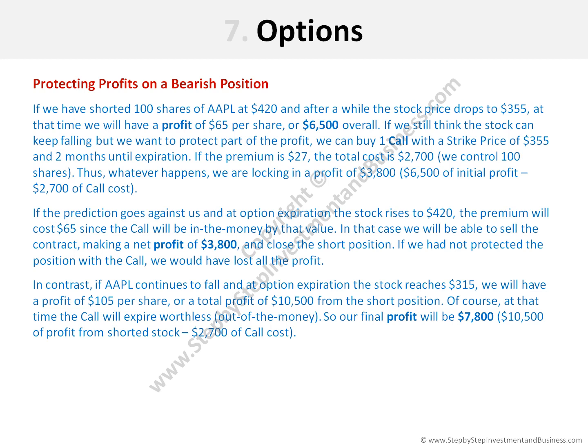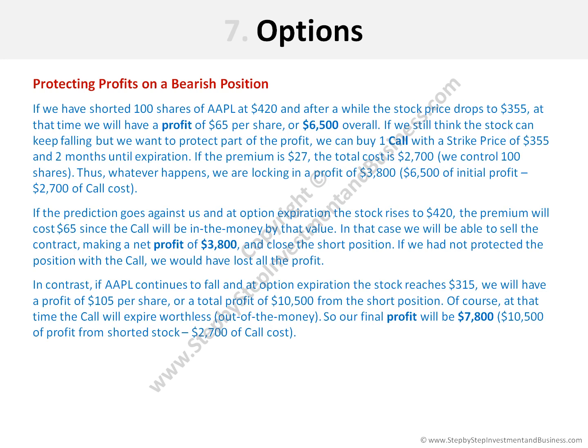If the prediction goes against us, and at option expiration the stock rises to $420, the premium will cost $65, since the call will be in the money by that value. In that case, we will be able to sell the contract, making a net profit of $3,800 and close the short position. If we had not protected the position with the call, we would have lost all the profit.